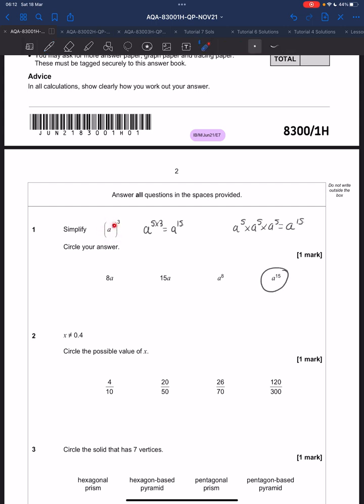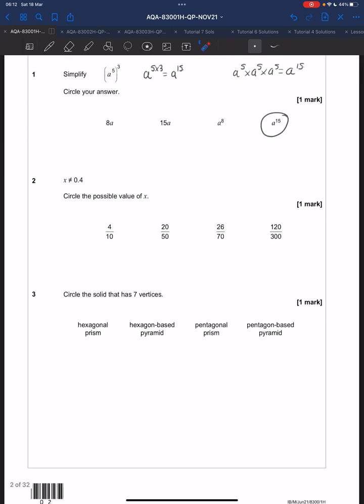If it's brackets, you multiply across the bracket. If you expand it this way, you add the powers. So in the brackets, you multiply. When you've expanded, you add, but both ways you get 15.